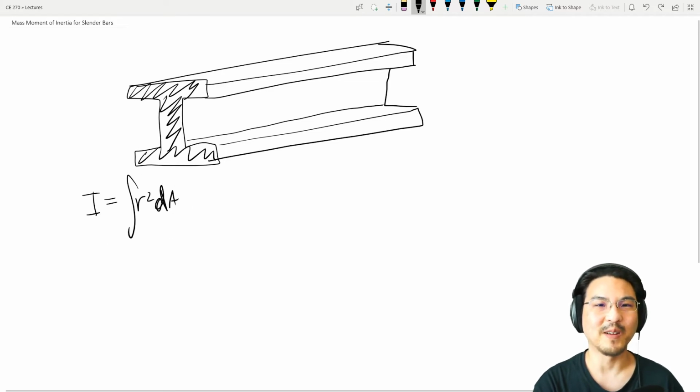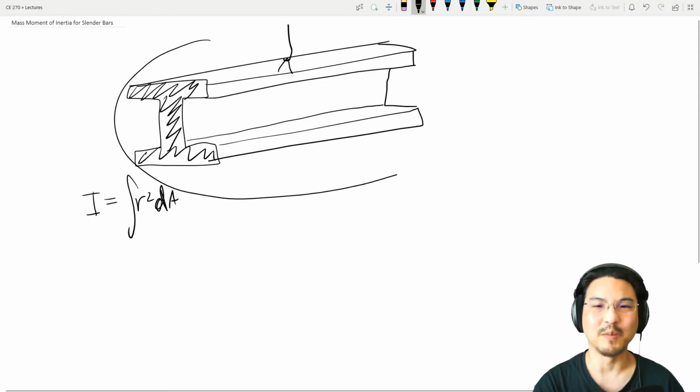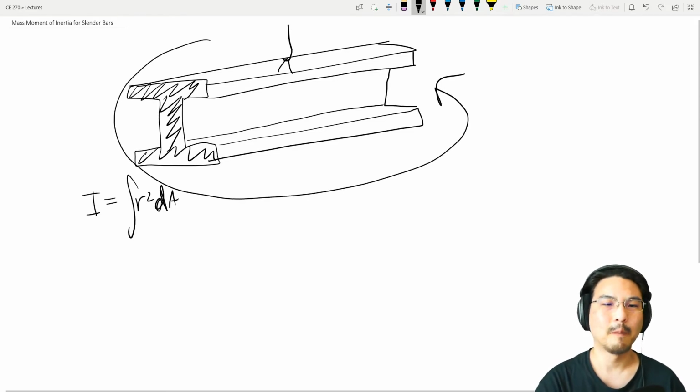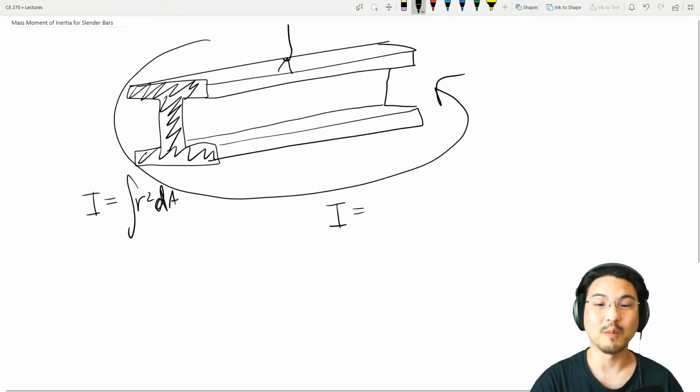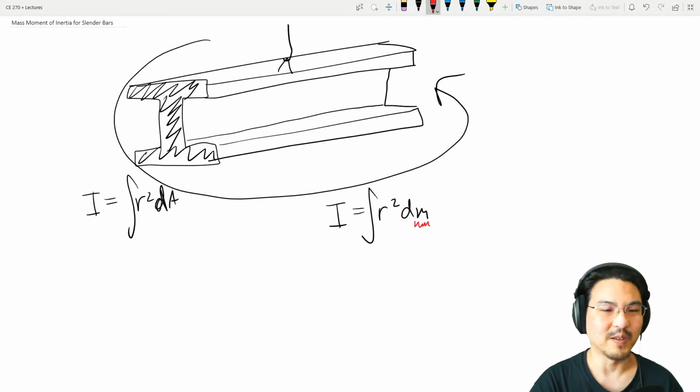But then let's say you're hanging this beam from a crane, so there's a cable, and then let's say this beam rotates. So the angular momentum, the torque, is a function of the mass moment of inertia, like this. So see, we're integrating over mass as opposed to integrating over area.